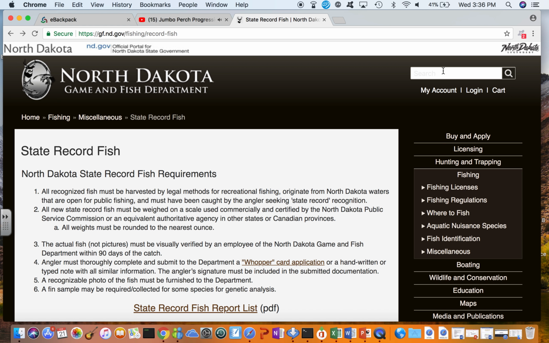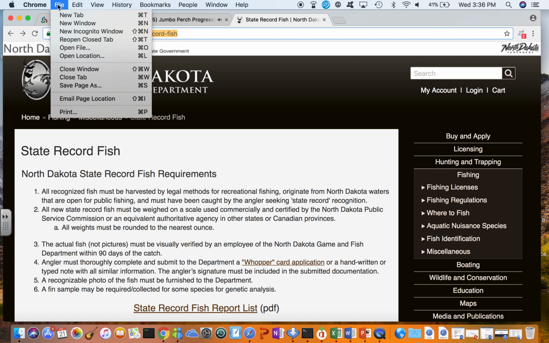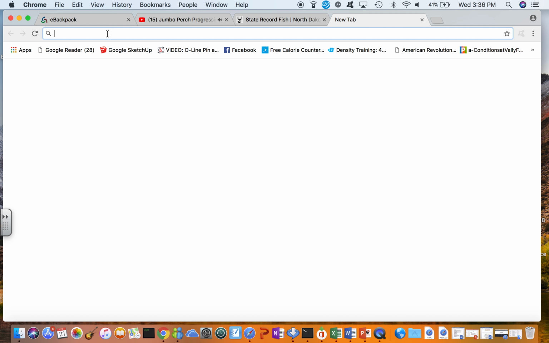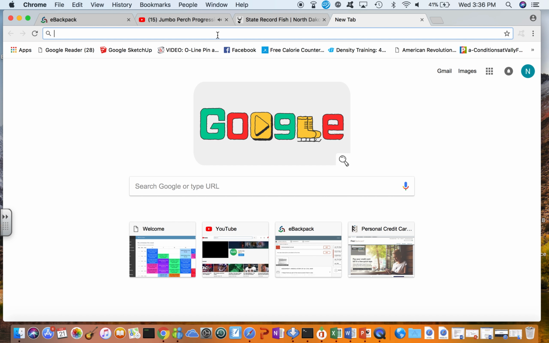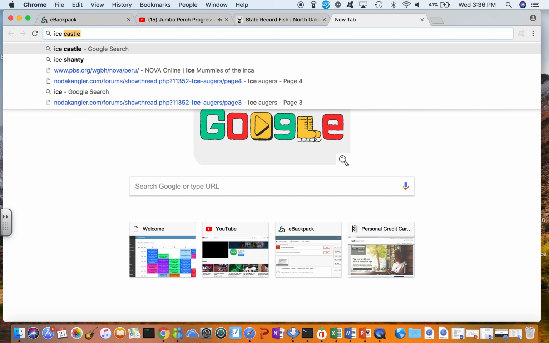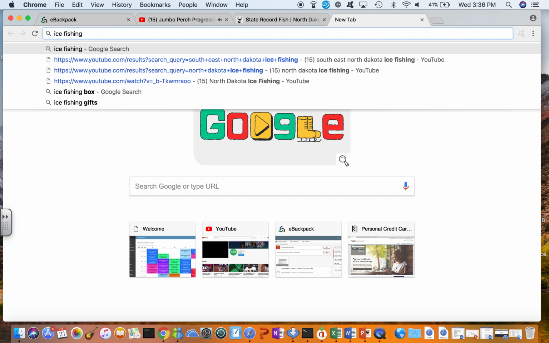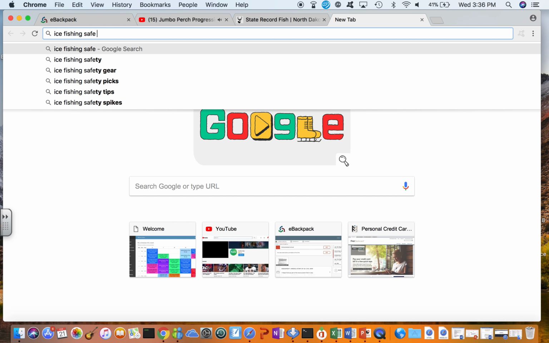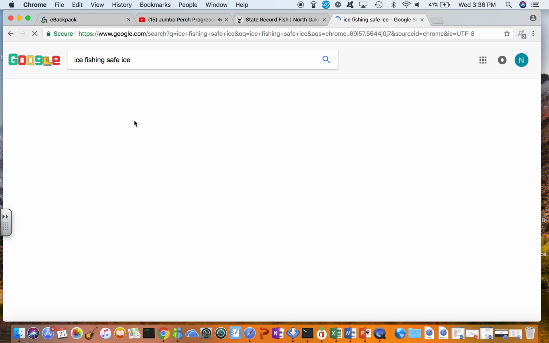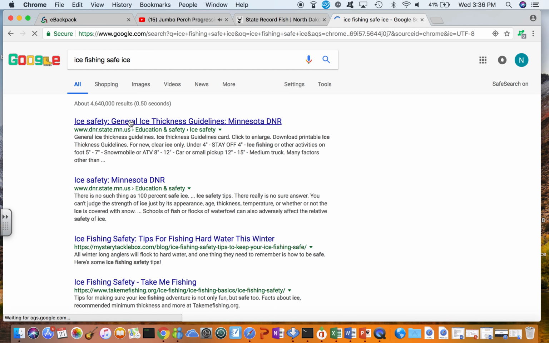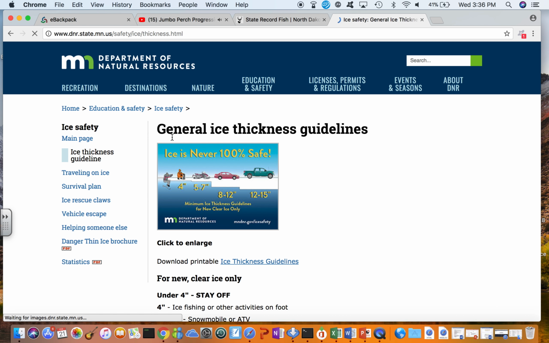So again, if I'm going to search for ice, I don't really even need to use Google, or I don't need to use the Game and Fish website. What I'm going to do is look up ice fishing. Let's try safe ice. Okay. Usually there's one right here. I'm going to go to the Minnesota DNR, see what they have to say.